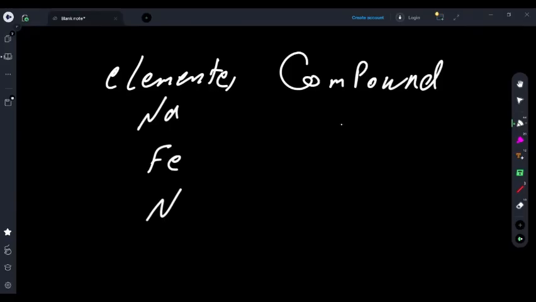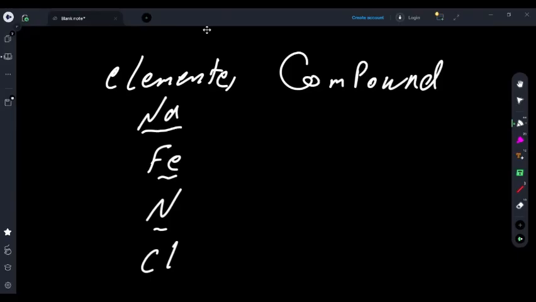Element, it means one type of atom. Like Na, one type of atom. Fe, one type of atom. N, one type of atom. Okay, like Cl, one type of atom. Okay, so this is what we call it element.